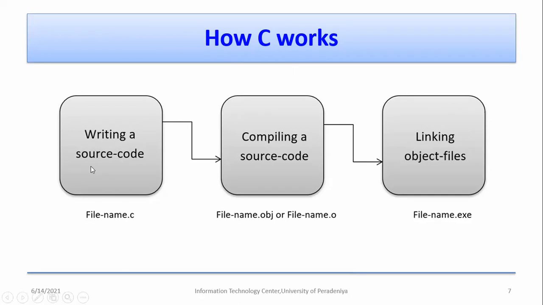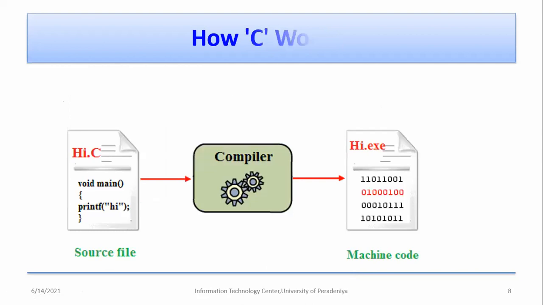First of all, you have to write the source code, then you have to compile it. When you compile it, it is converted into machine code. After compiling, we can run it. When we execute the compiled code, it is linked with the object files and executed by the processor or CPU. So this is how C works. This is the source code.